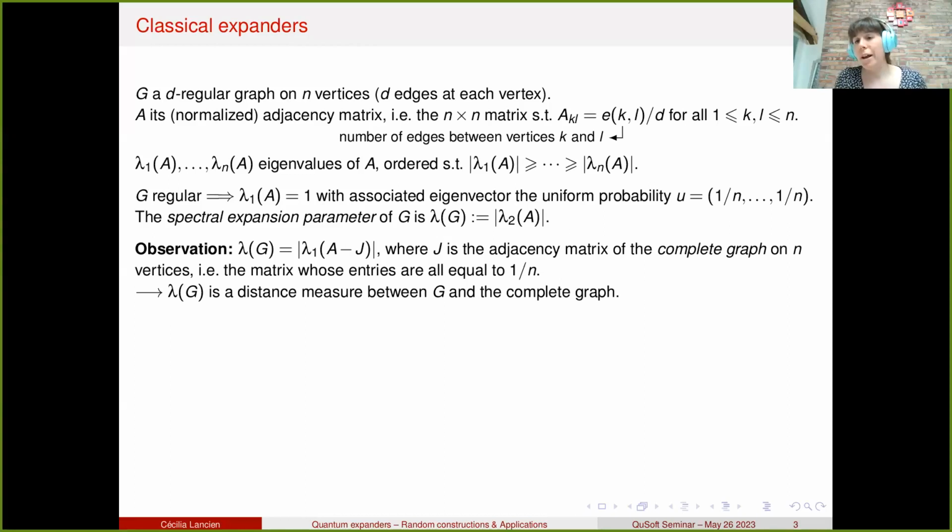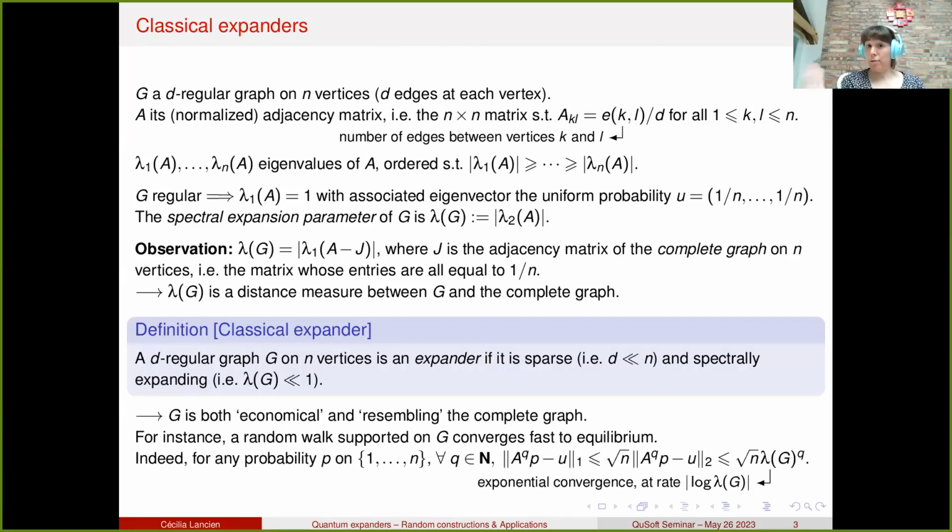Yes, you can allow multiple edges, and in a more general way, you can allow weighted edges. In the end, you want this matrix A to be a doubly stochastic matrix. So you can really allow very general things: multiple edges, self-edges, and even weights on your edges. Okay, thank you. Yeah, it can be very general, even if I'm not entering so much into these details.